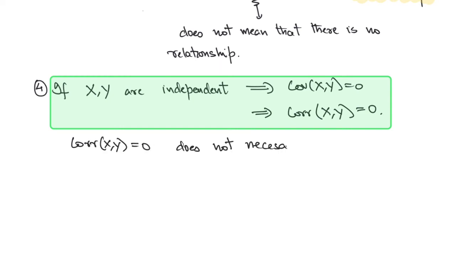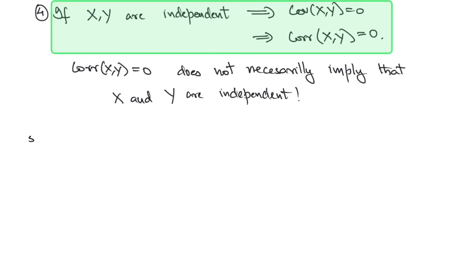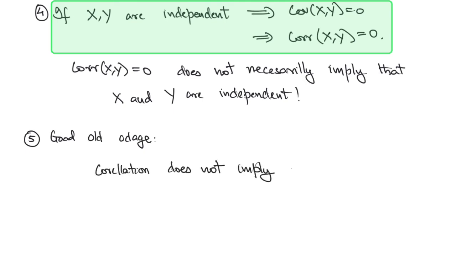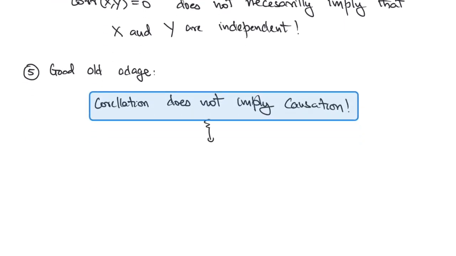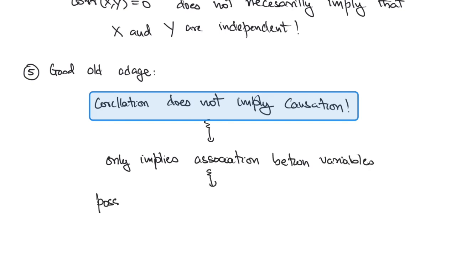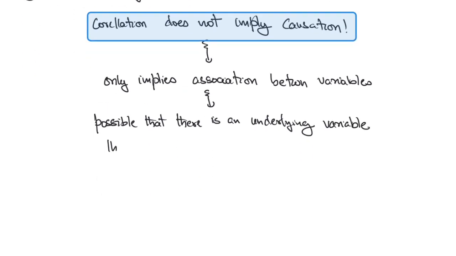Note that the correlation coefficient equal to 0 does not imply that the two random variables x and y are independent. Finally, we will recall the golden adage, which is that correlation does not imply causation. It only implies that there is a positive or a negative association between the two variables of interest. It is possible that there is an underlying variable that we are not analyzing that is causing the positive association between the two variables that we are actually studying.